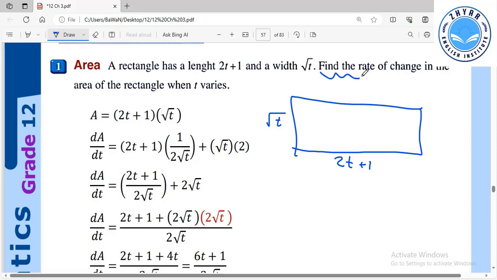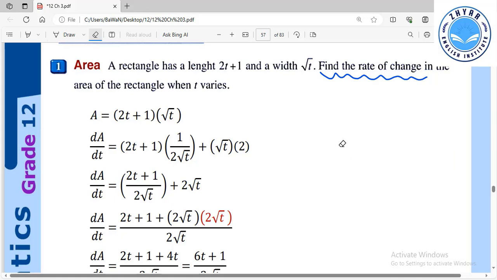Rate of change just means derivative. If we read the question again, replacing rate of change with derivative, the question simply says, find derivative in the area. Okay, what is area? Area of rectangle is length times width. Then let's take this to the notebook and solve it.